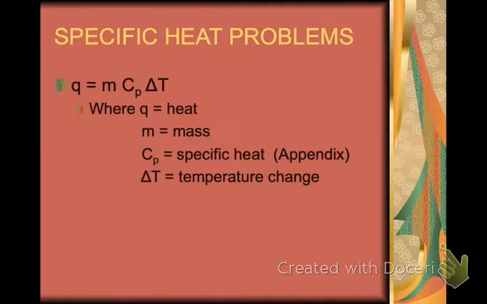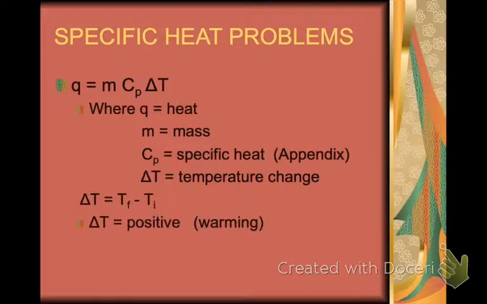Delta T is that temperature change, and we talked about that before. For delta T, we take the final temperature minus the initial temperature. If we get a positive number, that means the final temperature was warmer than the initial temperature. If our delta T is negative, the final temperature was lower than the initial temperature, and that means the reaction cooled off. So if delta T is positive, that means warming, or an exothermic reaction. If delta T is negative, that means cooling, and it could be endothermic.